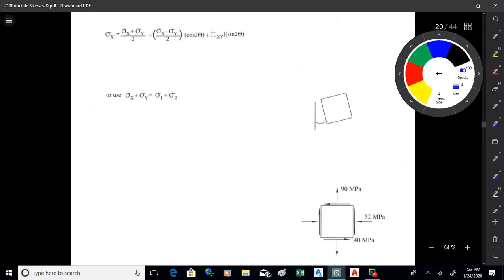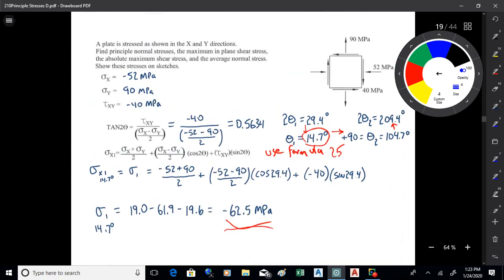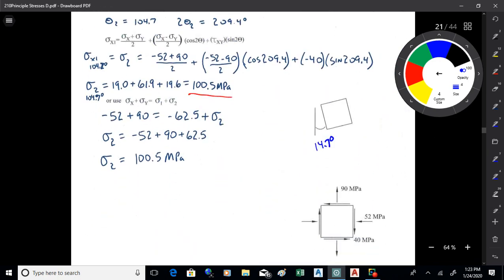So at 14.7, what do we got going on there? 62.5 negative? Something like that. We all right with that? It's pushing in from that angle. So normal to that 14.7 degree plane, we have that stress, and then 90 degrees off of it, we got it going the other way, and that's 100.5.